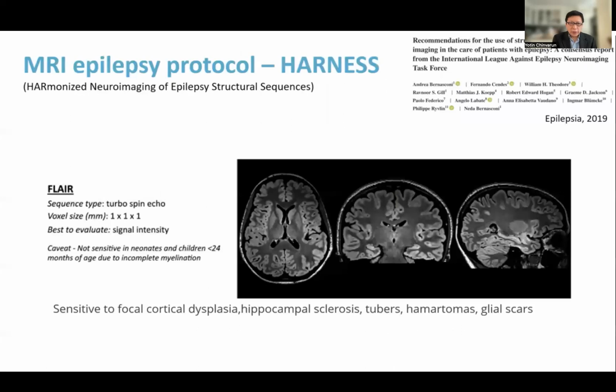The next protocol we use is the FLAIR. This is a turbo spin echo sequence with a voxel size of about 1 millimeter as well. This is best to evaluate signal intensity. It is very sensitive to detect focal cortical dysplasia, hippocampal sclerosis, tumor, hematoma, or maybe a gliotic scar. But you have to be aware that this FLAIR technique is not sensitive in neonates and children less than 2 years old, due to incomplete myelination.